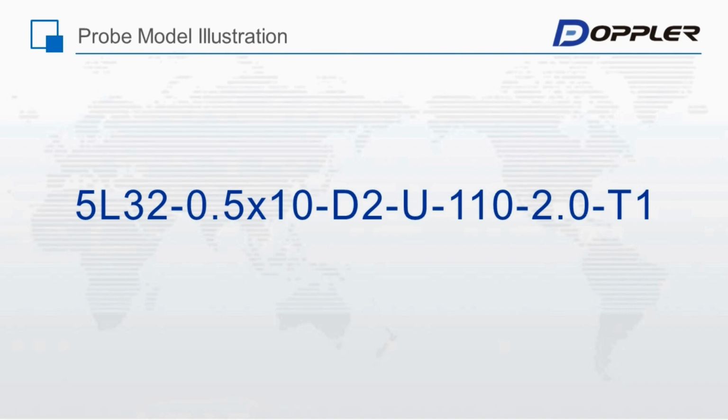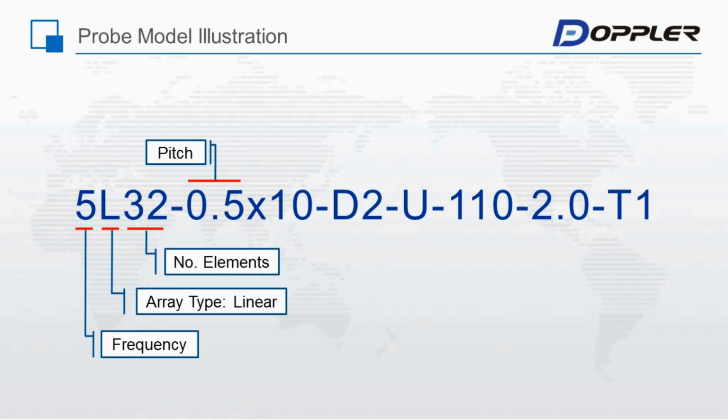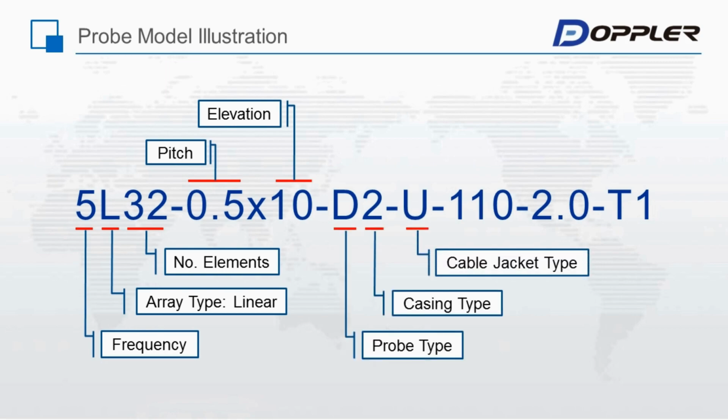Here's a specification of Doppler phase array probe model name. Usually, only need to provide frequency, array type, number of element, pitch, and elevation, 5 parameters. We will know what you are asking for.